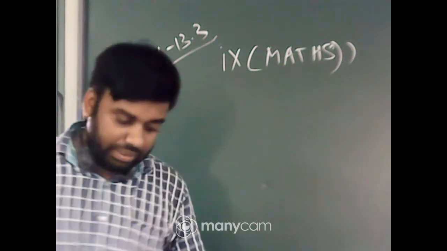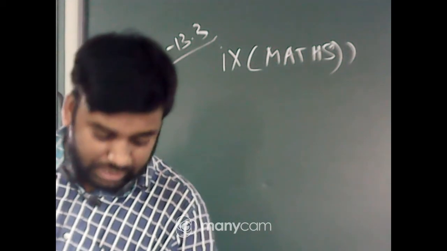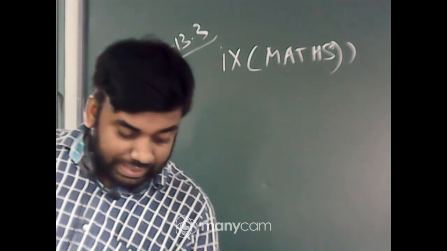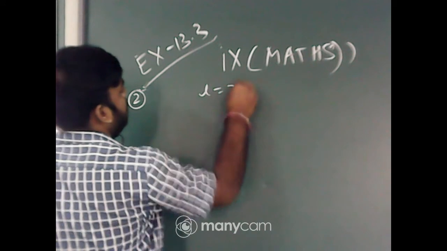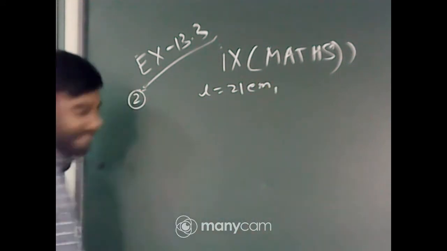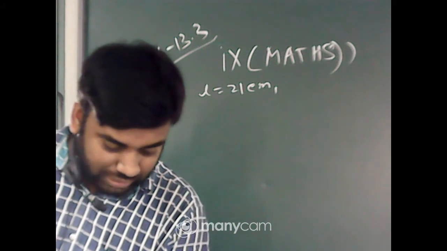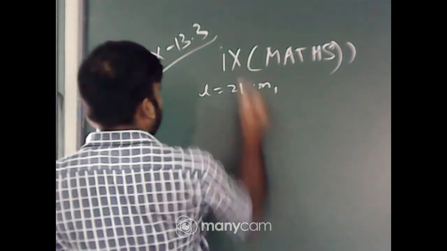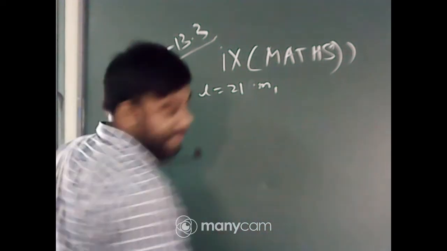Find the TSA of a cone if its slant height is 21 centimeter and diameter is 24 centimeter. Question number 2. Slant height, that is L, is 21 centimeter and diameter 24 centimeter, not meter.